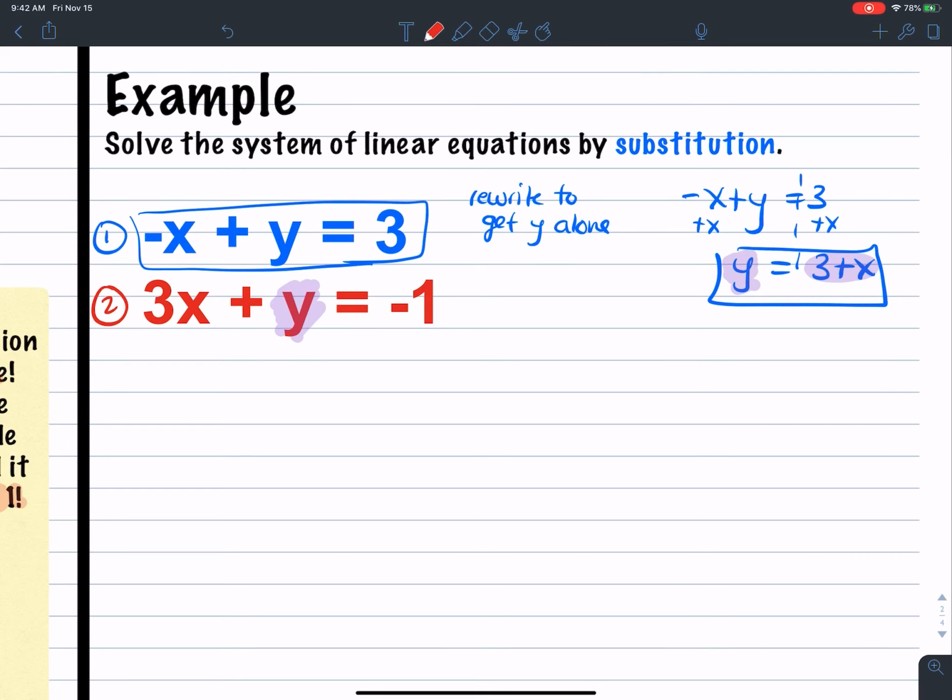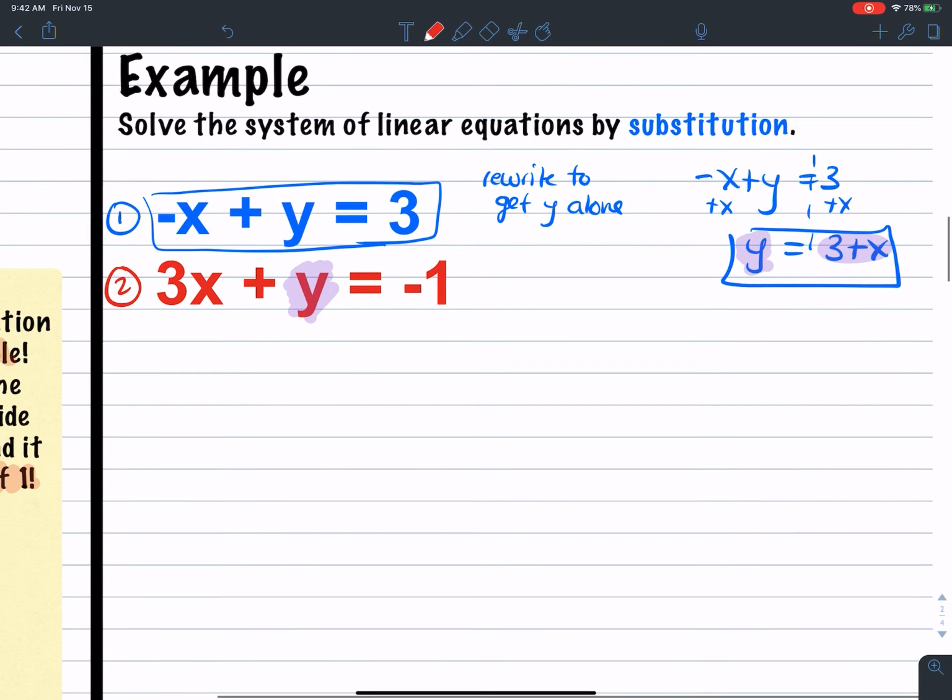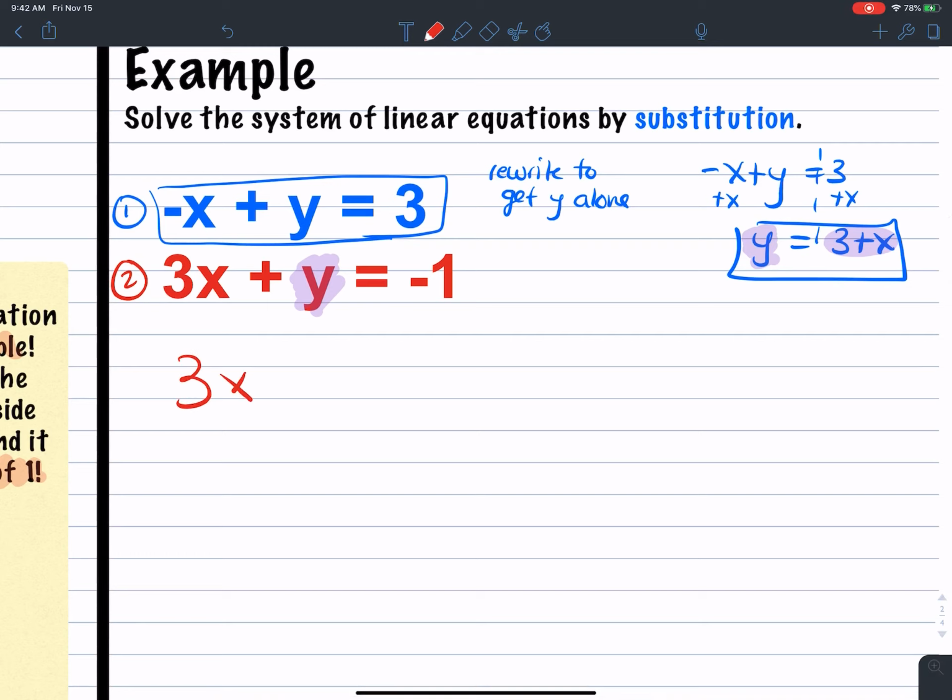Once I isolated a variable in one of the equations, I'm going to plug it into the other one. Since I isolated in the first equation, I have to plug it into the second equation. Now remember, wherever I see the symbol for what I isolated, I'm going to replace it with a set of parentheses, and instead of calling it y, I can now call it 3 plus x. So I just need to simplify this equation.